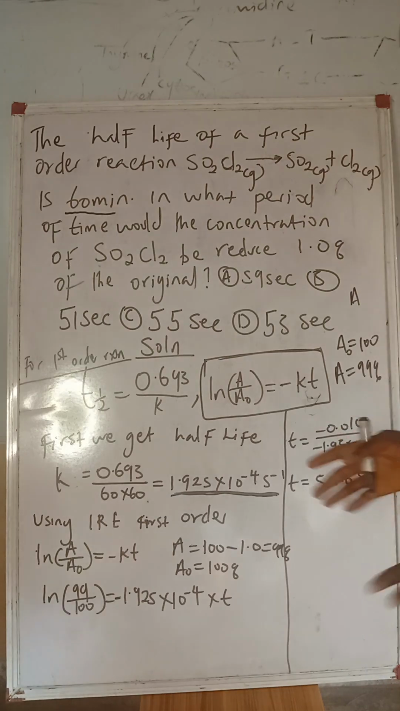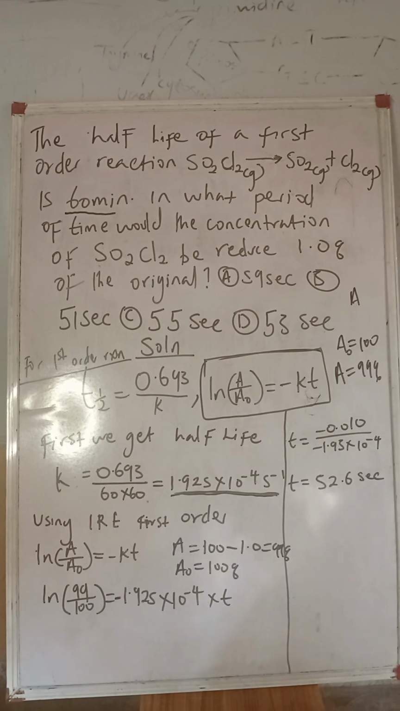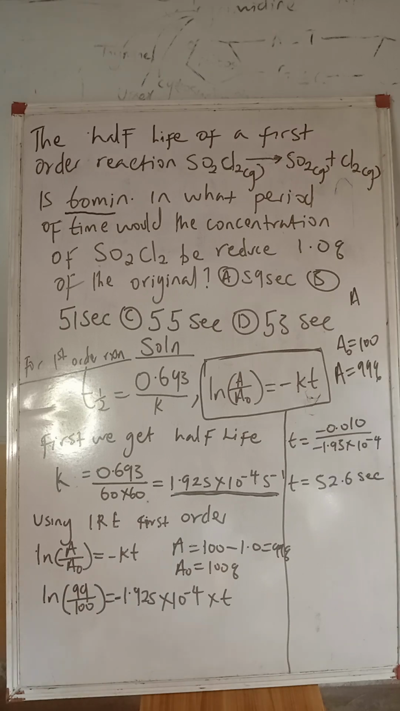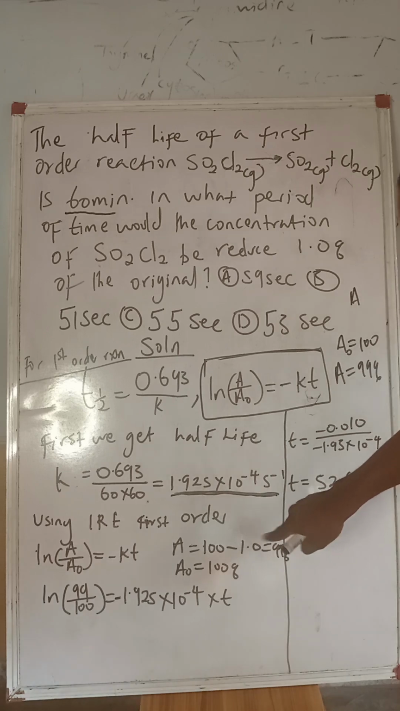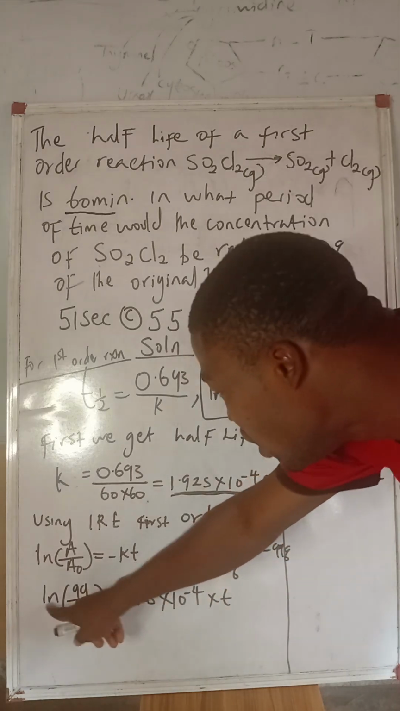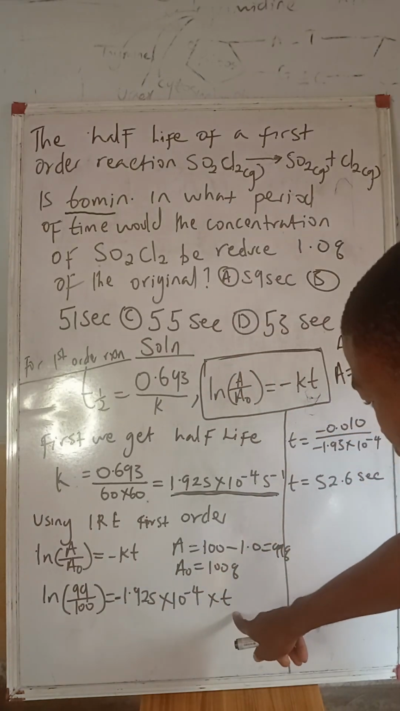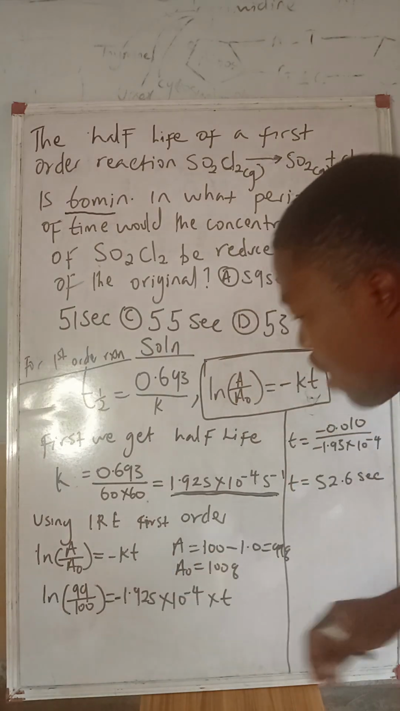Now that I have the rate constant, I'm going to quickly substitute it here. I already know my original to be 100%, and the final concentration of the reactant I want at that point in time is dropping by 1%. So 100 will drop by 1%, I have 99%. So quickly I will substitute it. 99 over 100 equals minus this times the time I'm looking for, the time that 100 returns just 99, reduced by 1%.